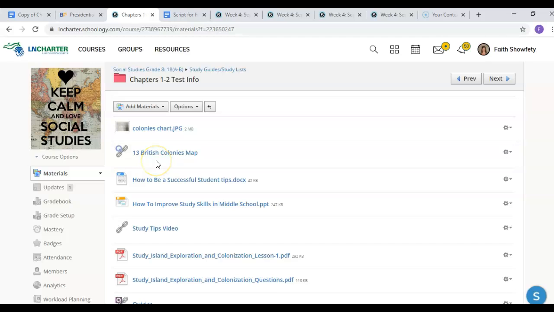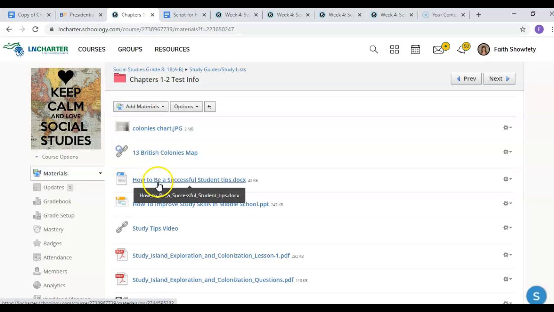Then the 13 British colonies map. This is a map that will show you all 13 British colonies and what region they belong to. There's also a 13 British colonies map further down, so I'll talk about that as well.